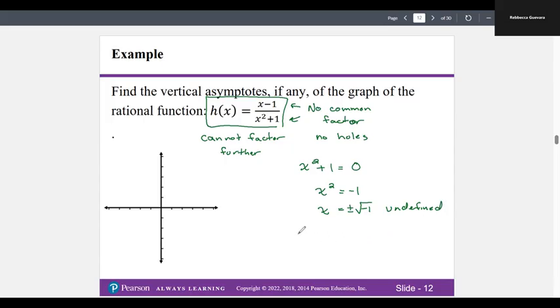What we see here is that x squared plus 1 cannot possibly be 0, which means we're defined everywhere, which then means we have no vertical asymptote. So we don't always have a vertical asymptote. Sometimes we don't.